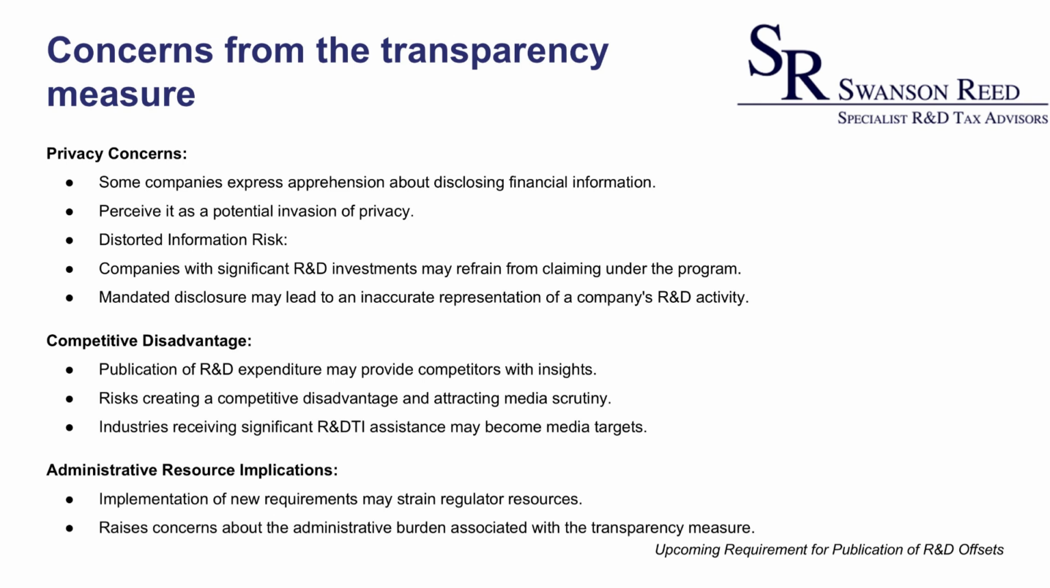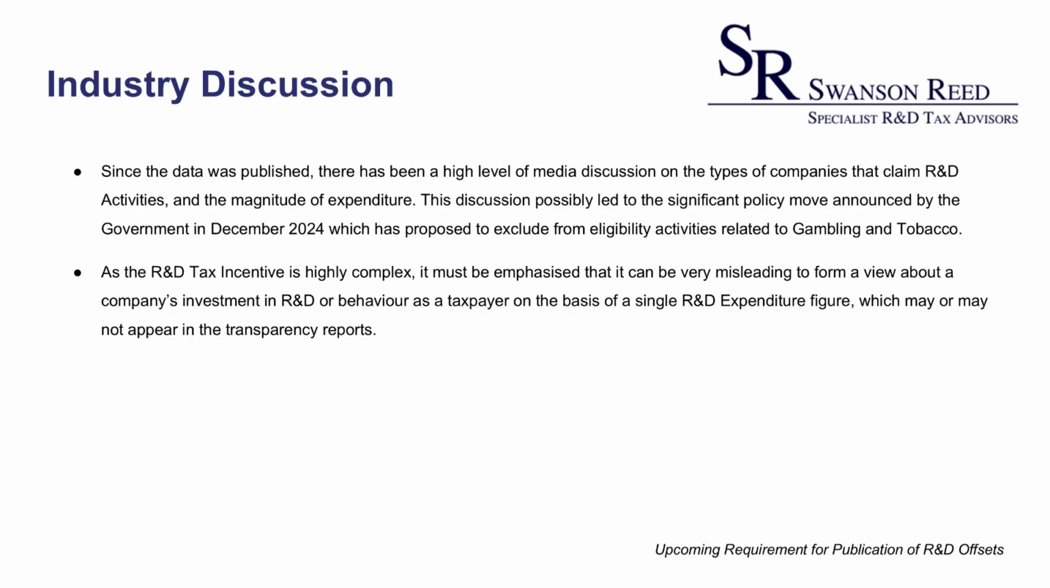The move towards greater transparency is noteworthy and consistent with larger global trends in tax reporting. However, it has also led to public policy debate about the R&D tax incentive and its claimants. Since the data was published, there has been a high level of media discussion on the types of companies that claim R&D activities and the magnitude of the expenditure. This discussion possibly led to the significant policy move announced by the government in 2024, which proposed to exclude from eligibility activities relating to gambling and tobacco.